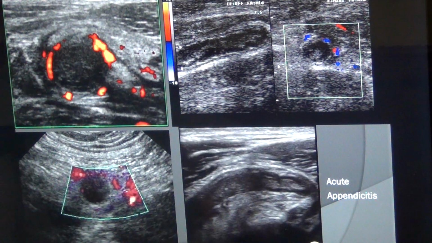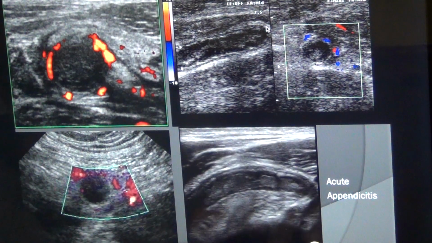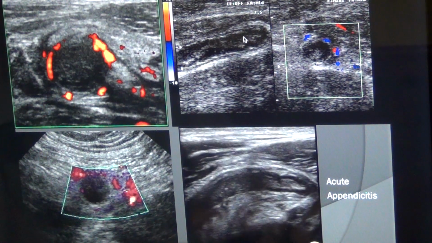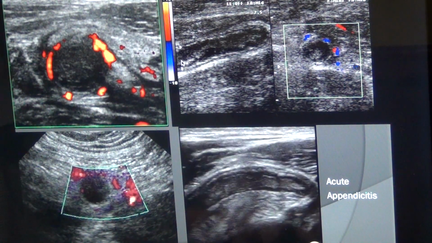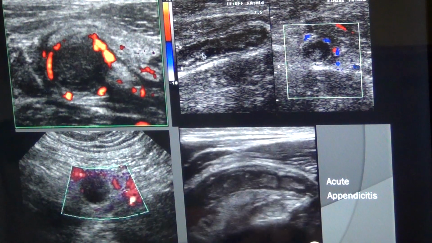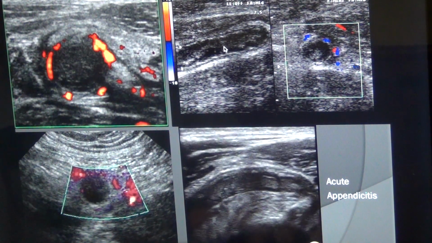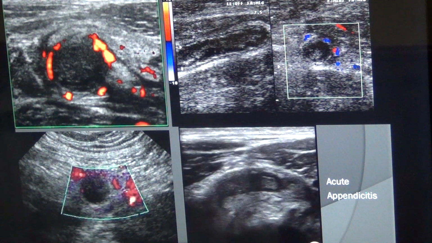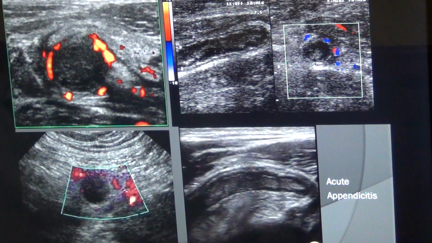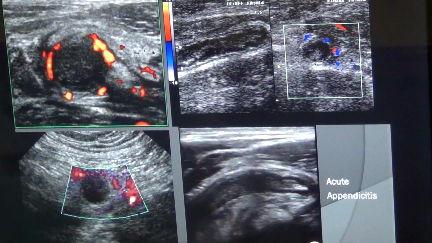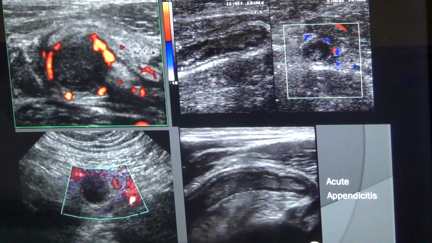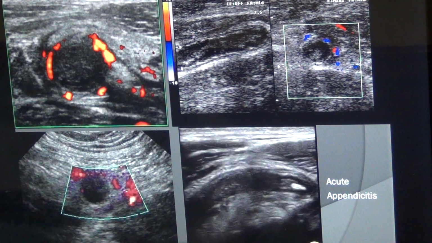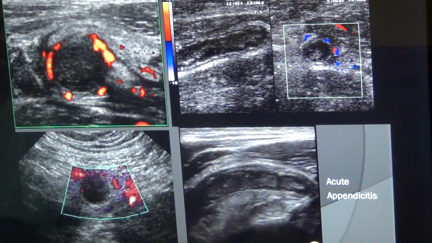Look at here. Here is another way you can see the appendix. It is thicker, it is edematous, and there is a lot of debris, fluid collections inside the appendix. And you probably know that appendix can be ruptured or burst. Burst appendix is a very dangerous situation, because burst appendix means all the infectious material will be inside the peritoneal cavity, because it is an intraperitoneal structure.